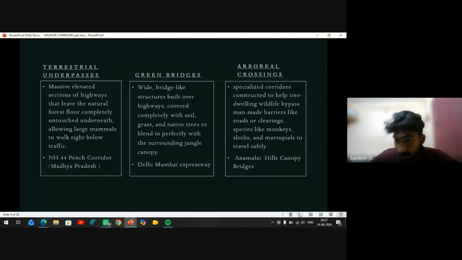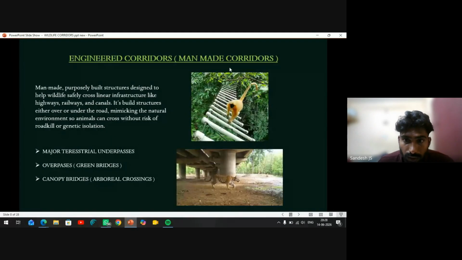Coming to the next, the arboreal crossing, which is a specialized corridor constructed to help tree-dwelling wildlife. Tree-dwelling wildlife means basically monkeys, giant squirrels, sloths, etc., to bypass man-made barriers like roads or clearings. The example is the Annamalai Hills Canopy Bridge. Like in the previous slide, here you can see the monkey crossing in the structure made by them.